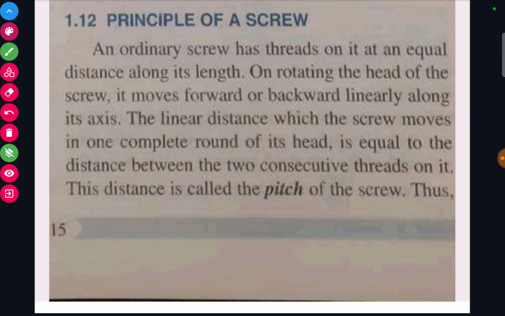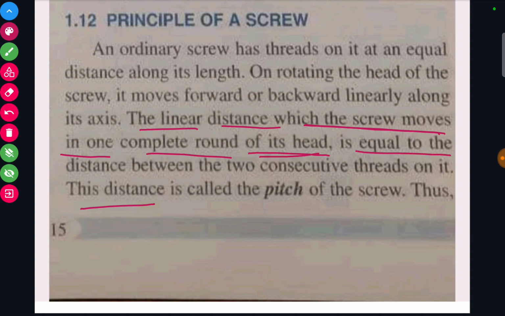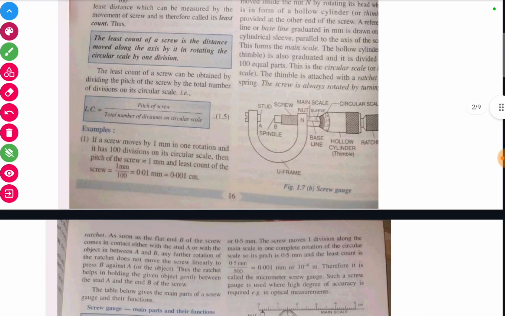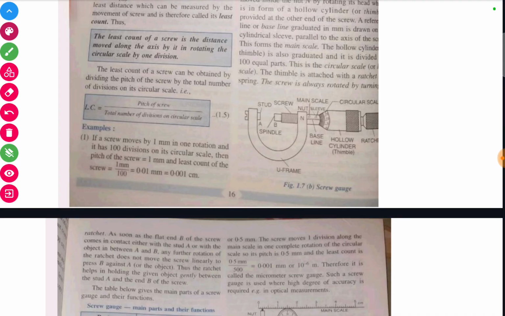The pitch. What is the pitch? Pitch is the linear distance which the screw moves in one complete round of its head, and it is equal to the distance between two consecutive threads on it. This is called pitch. To find the pitch, let me first tell you about the different parts of a screw gauge.